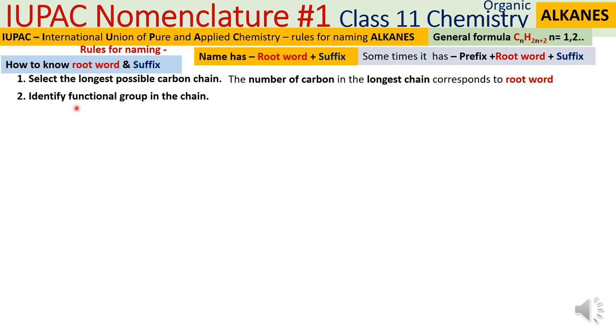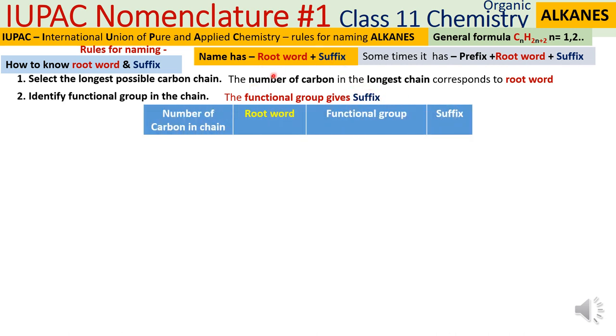functional group present in the compound. Identify the functional group in the chain. In this selected longest possible chain, what is the functional group? We need to find out the functional group in the longest chain of the carbon, so that from that we can get the surname, that is the suffix. So root word plus suffix is the name of the compound.